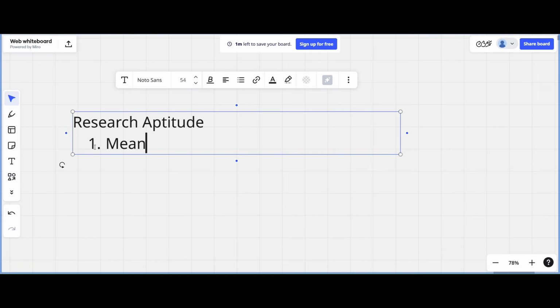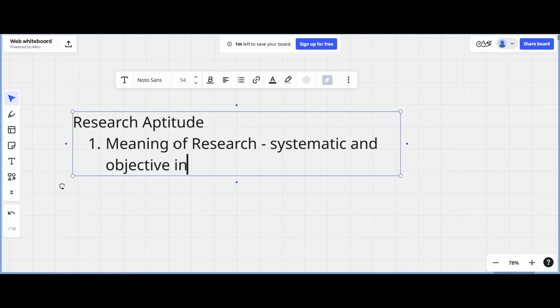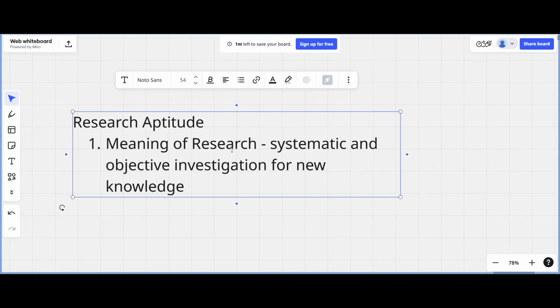Meaning of research aptitude. What is the meaning? Write this down in your notebook, okay? What is the meaning of research aptitude? Meaning of research, let's say. What is the meaning of research? Meaning of research is a systematic, you have to mention this, okay? It's a systematic and objective investigation for new knowledge. Okay, this is basically the definition of research aptitude.